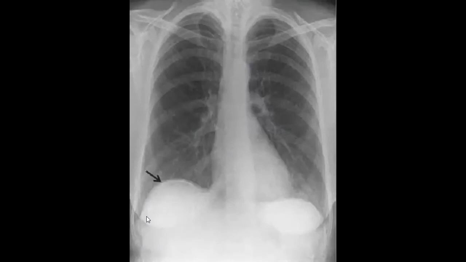So what do you think about this? Calcification, subphrenic. Yeah, it can be liver. So if you find, for example, a calcified cyst in the liver, what do you think about it? It can be hydatid. Perfect, yes. So this one is a hydatid cyst.